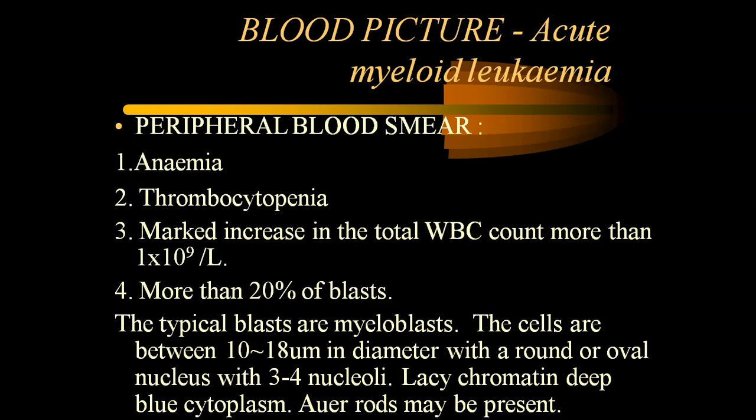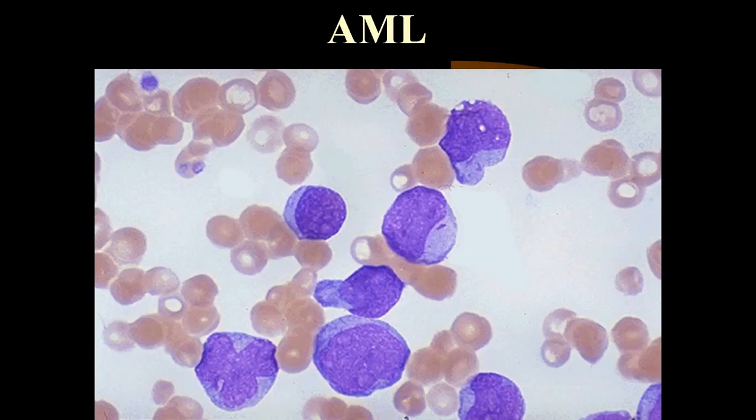These granules are primary eosinophilic granules. They aggregate into rod-shaped or needle-shaped structures, and they are called Auer rods. When you see Auer rods in a myeloblast, they are characteristic, and they say that this blast belongs to myeloid origin. That is the significance of Auer rods.